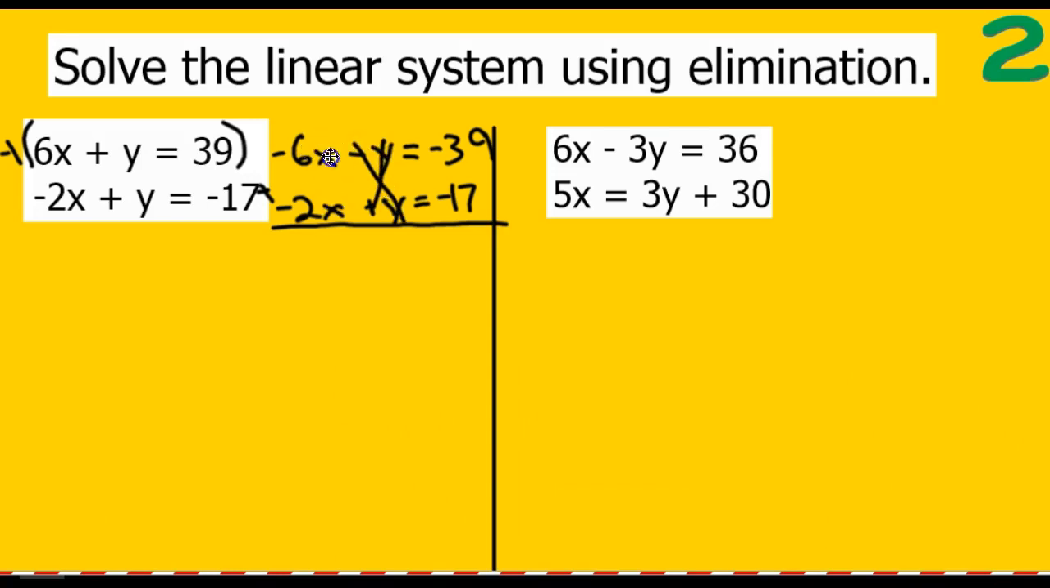We just have our x's left. Negative 6 minus 2, or plus negative 2, gives us a negative 8x. And negative 39 plus a negative 17 gives us a negative 56. Divide by negative 8 to give us our x. And x equals 56 divided by 8. Because they're both negative, it comes out to be a positive 7.